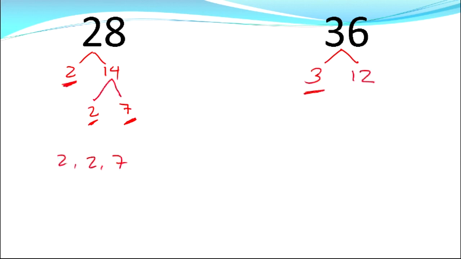Yan, meron na tayong isang prime factor. Ito, pwede pa. Hindi siya prime number. So, kailangan nating hatiin yan. Now, yung 12, I think you can still divide this one by 3. Diba? So, pag hinati ko yung 12 by 3, meron kang 3. And then, ano yung i-multiply mo sa 3 para maging 12? I think that is 4.